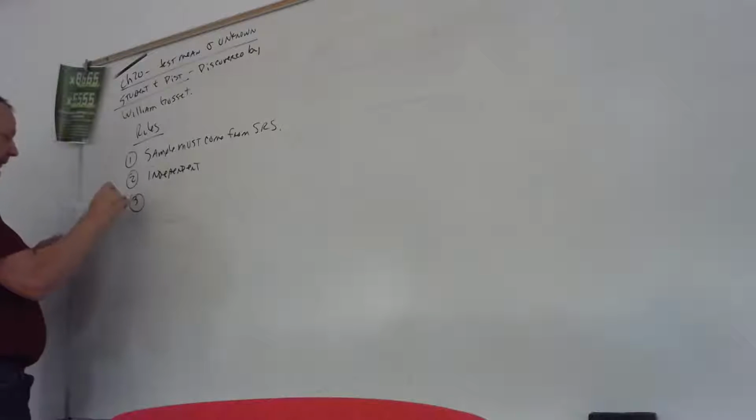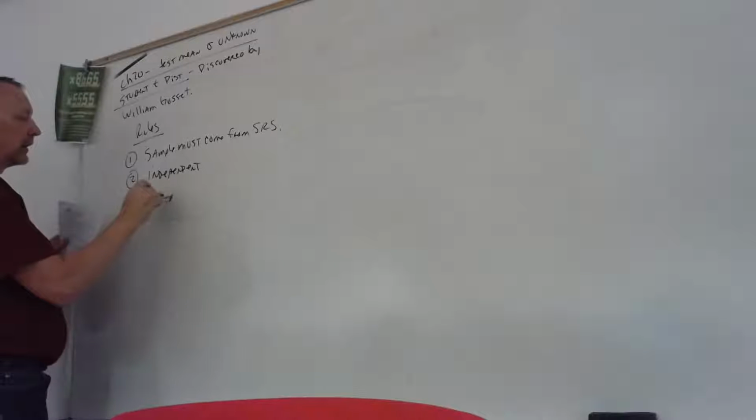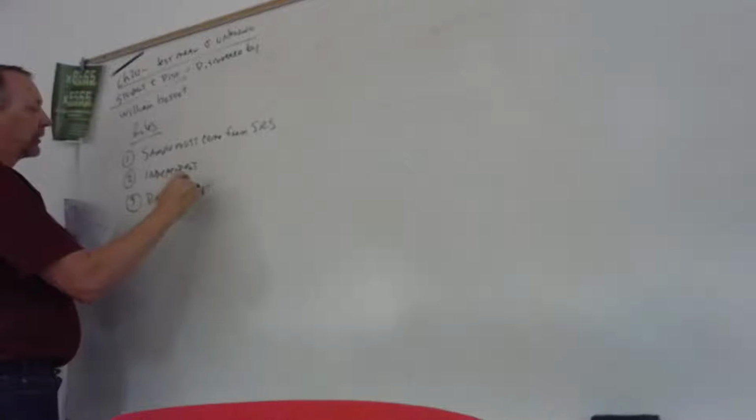Number three, data should be normally distributed. Now remember, just because, let me throw this out here. Number four, your n should be greater than or equal to 30. Number five, there should be no outliers. Okay? Now, remember, 30 is not a magic number. Don't say, we got 30, it's automatically normally distributed.